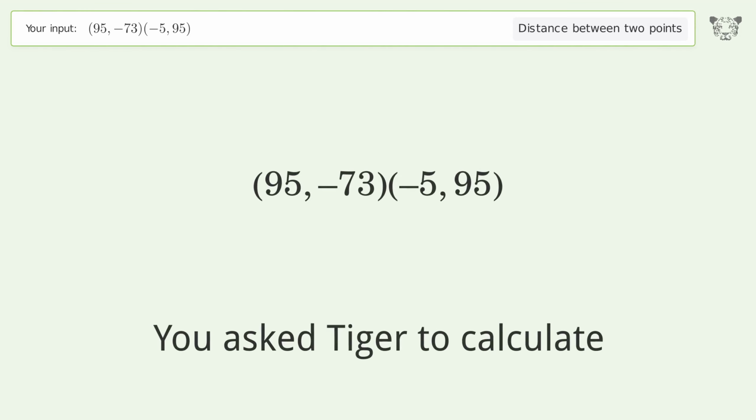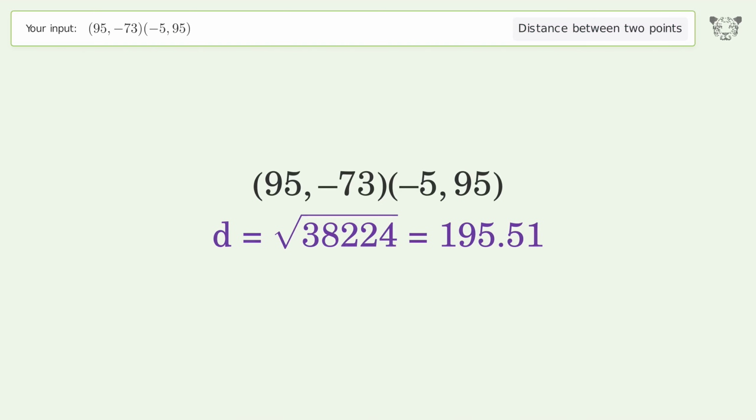You ask Tiger to calculate. This deals with the distance between 2 points. The distance between the 2 points is the square root of 38,224 or 195.51. Let's solve it step by step. Plot the 2 points and calculate the distance using the formula.